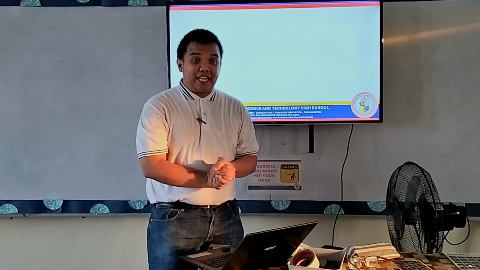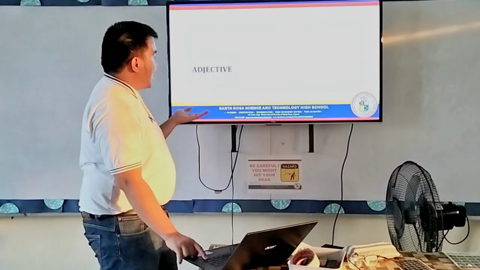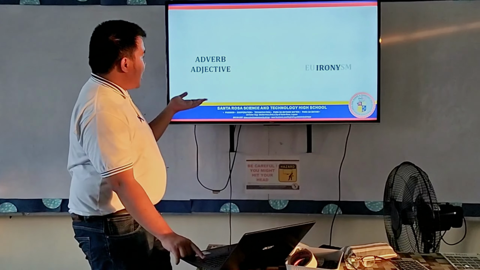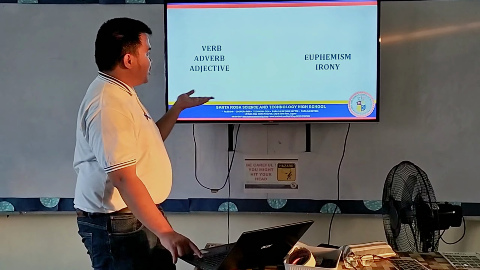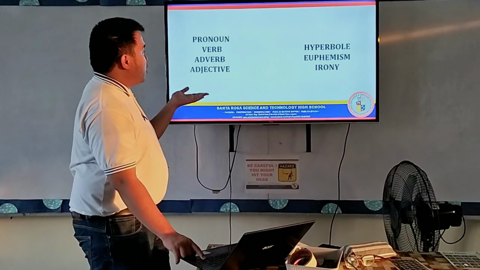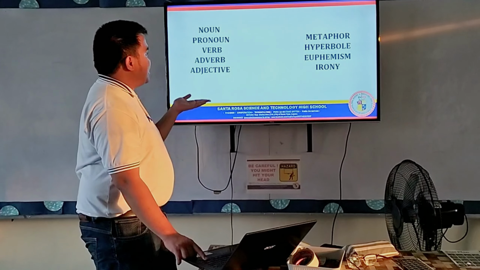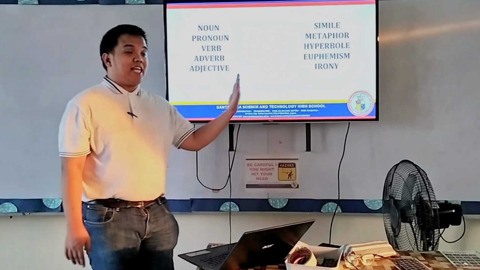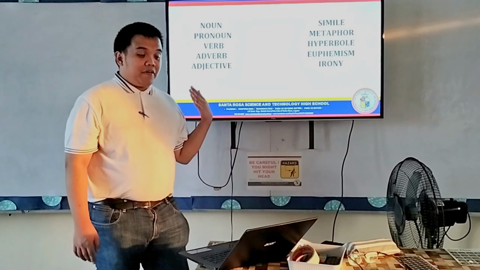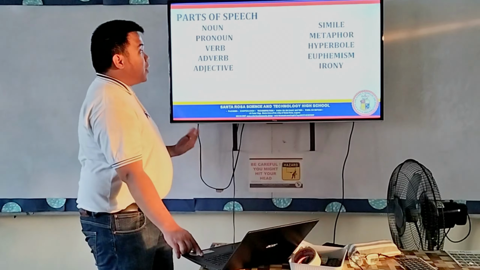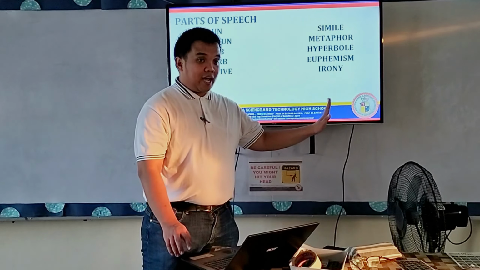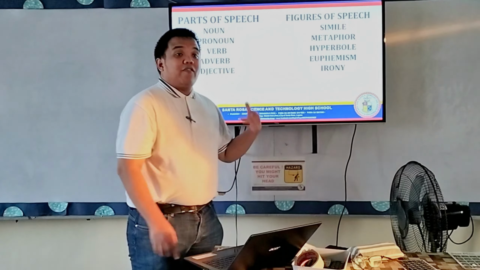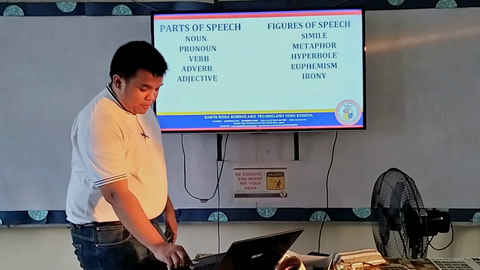Okay, let's now go to the next group. We have here adjective, irony, adverb, euphemism, verb, hyperbole, pronoun, metaphor, noun, and simile. So what do you think are the words on the left side? What are their categories? Very good. They are all the parts of speech. How about on the right side? What category? Very good. They are all the figures of speech.